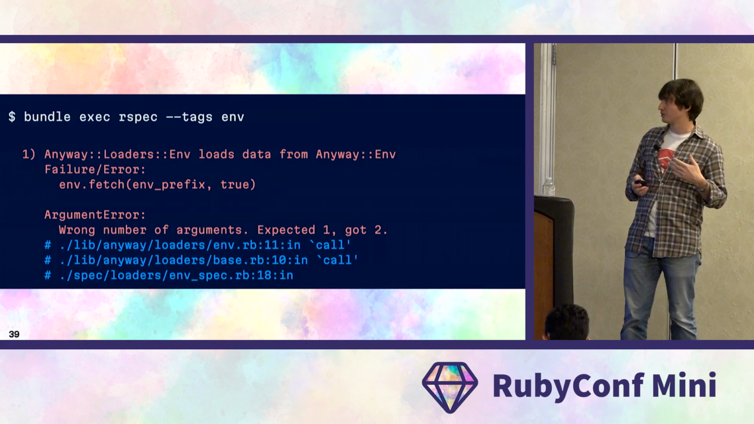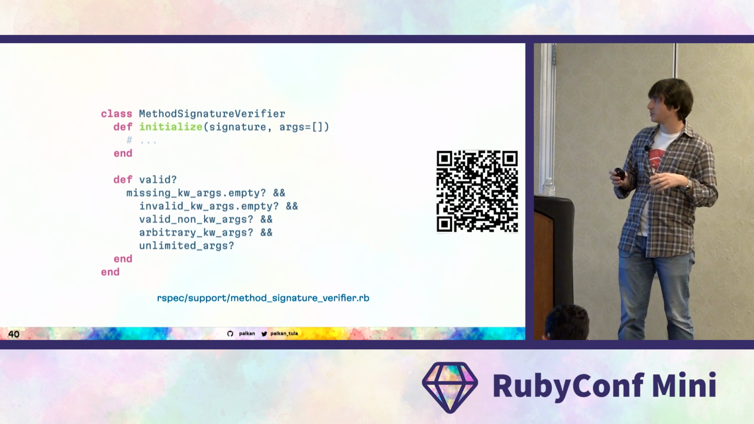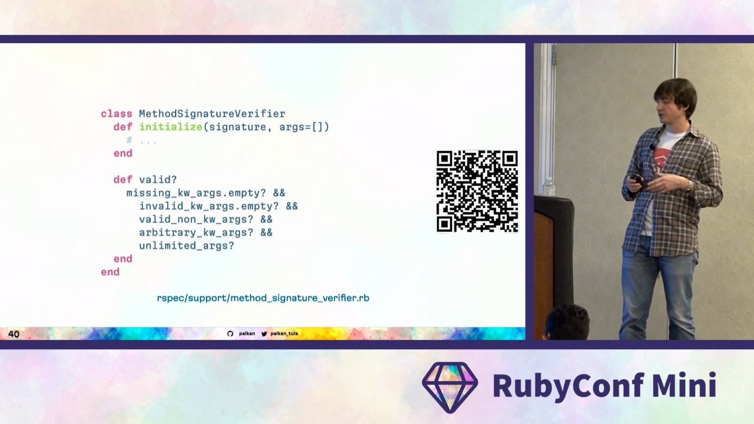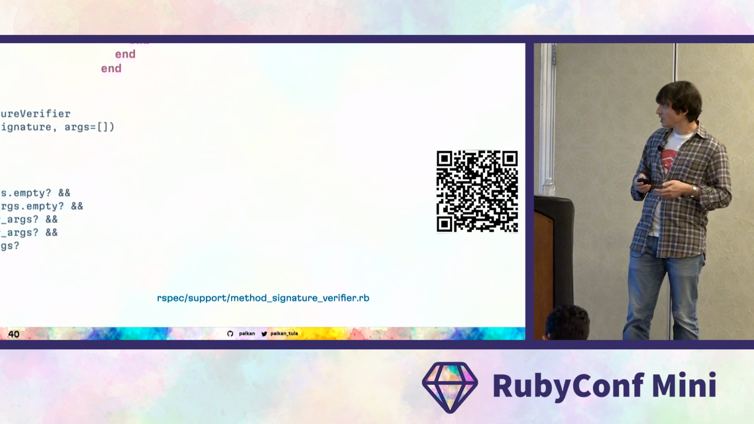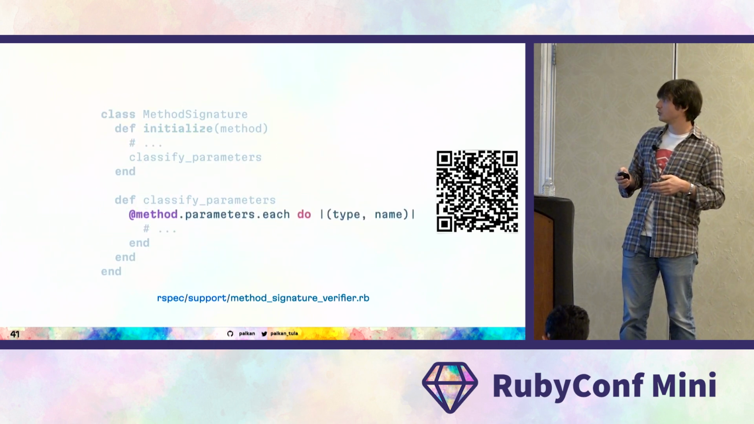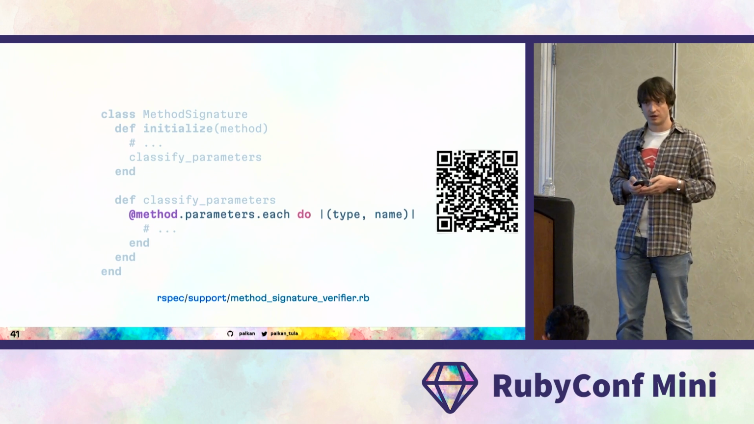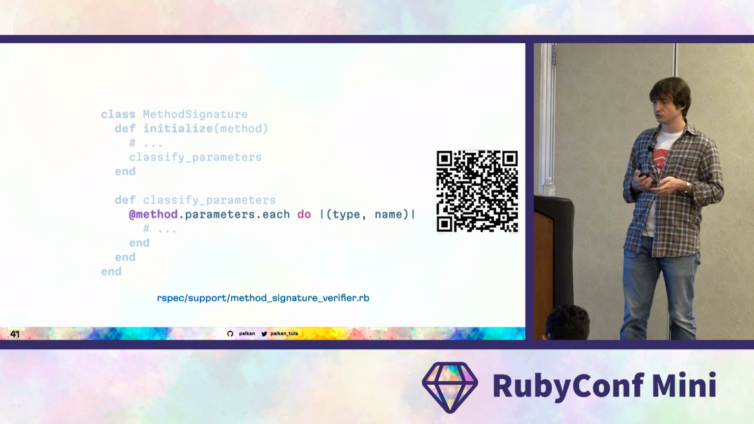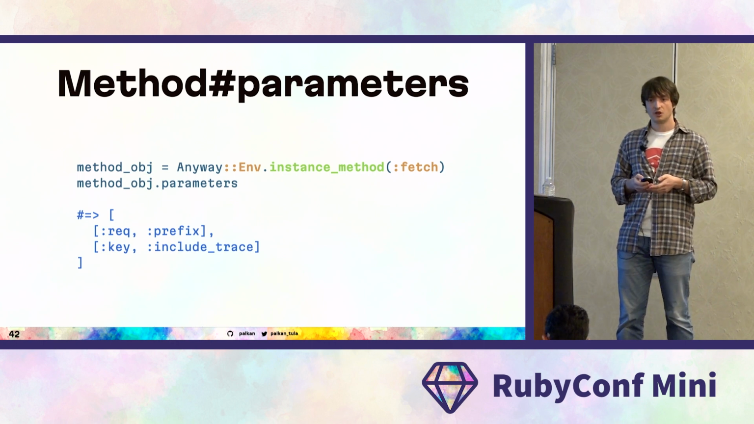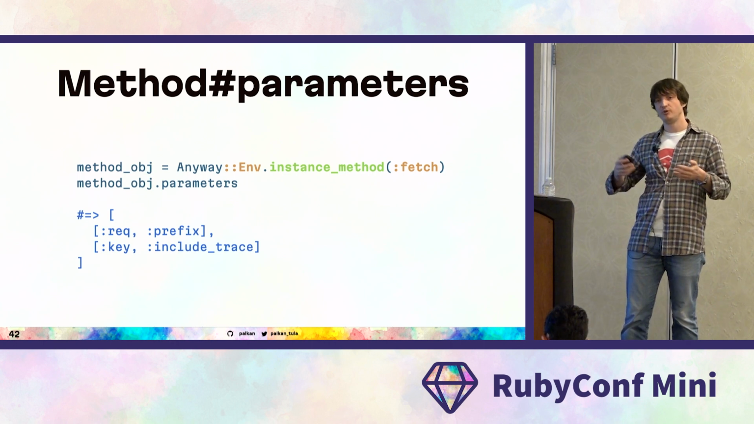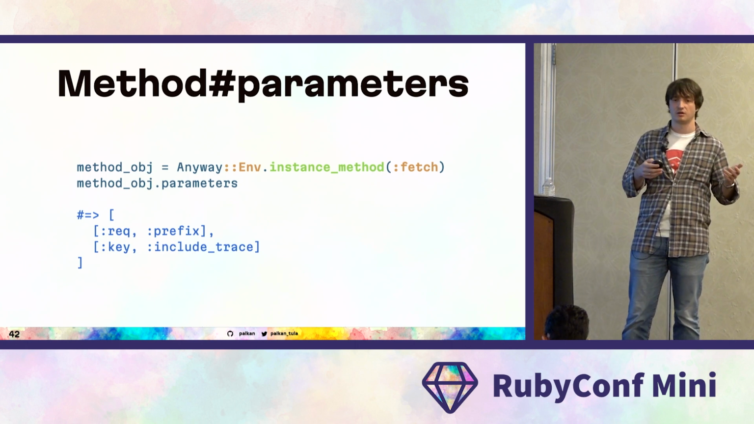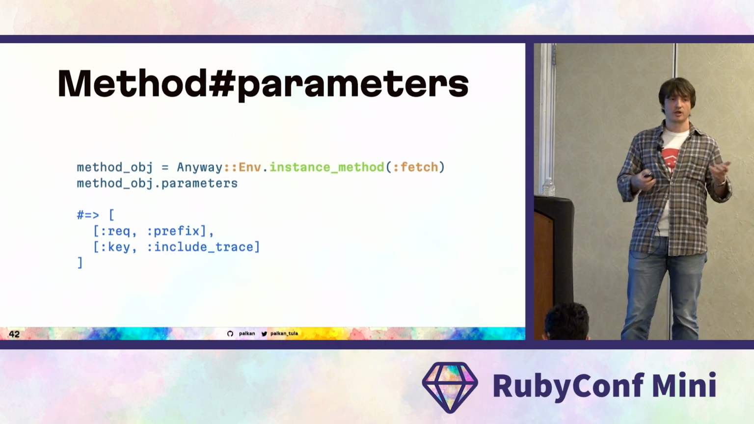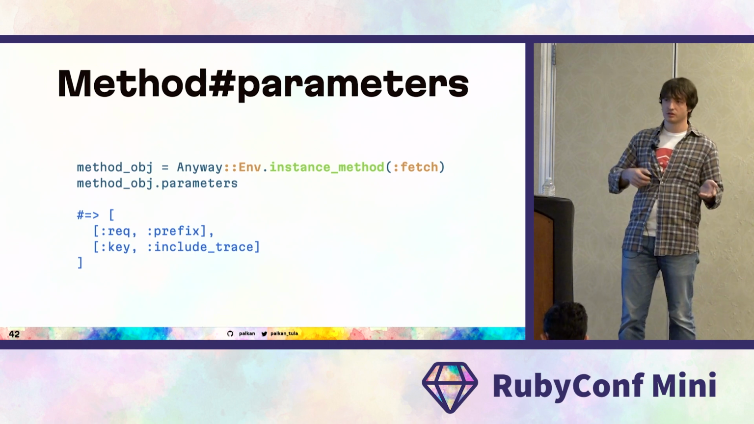A bit of internals just to demonstrate some ideas behind this verification. RSpec uses a message signature verifier, which does a lot of checks to see whether the call is valid. Under the hood, it uses method parameters. That's an example of the powerful Ruby introspection capabilities. For every given method, we can ask the Ruby VM, hey, what was declared in the method definition as parameters? And we can see that, okay, there are required arguments, required keyword arguments, blocks, whatever.